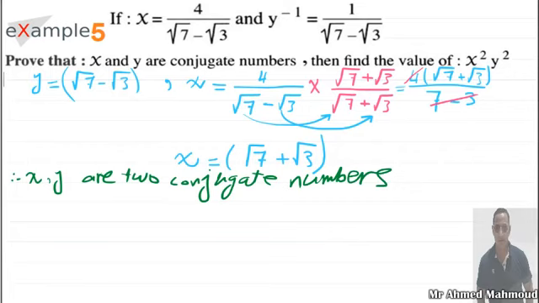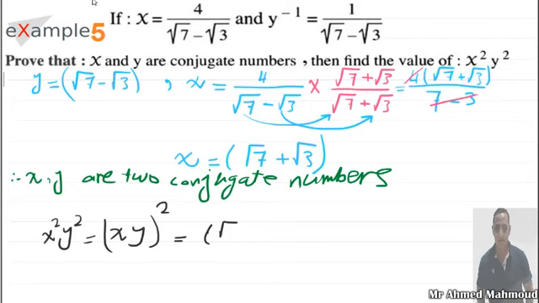The second required, find x y all to the power of 2, x² and y². This one equals (xy)². Then we need x times y all to the power of 2. Okay, it will be √7 + √3, this is x, times √7 − √3, this is y.